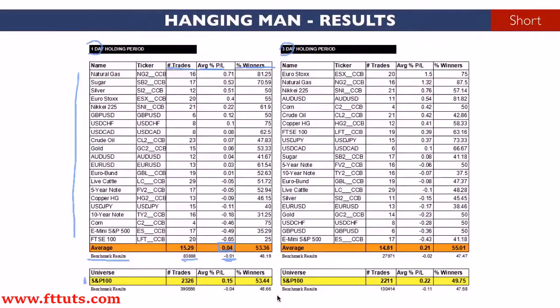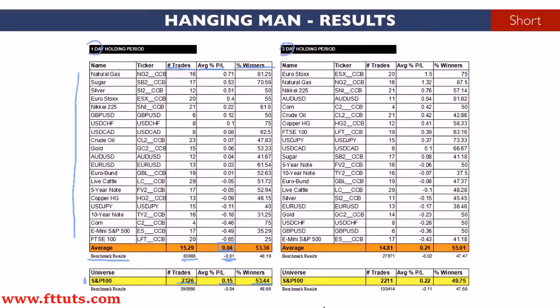Below that, you can see that we also had a positive result on our stock universe containing S&P 100 stocks. Shorting stocks on a hanging man worked 53% of the time and produced an average profit of 0.15% per trade, as we saw earlier in the screencast. And this is based on over 2,300 trades, so this is a fairly frequent signal.